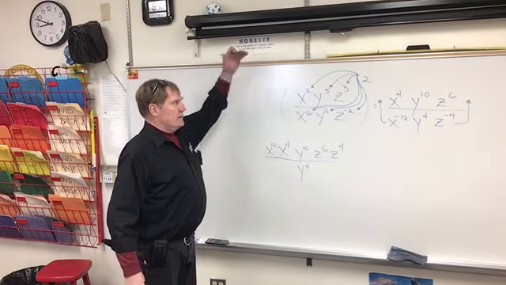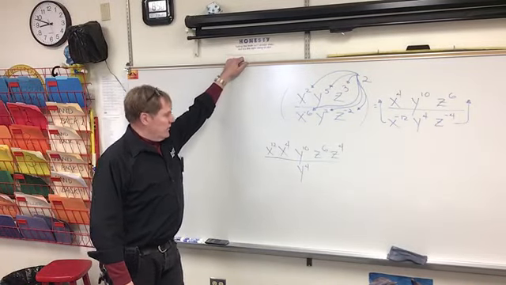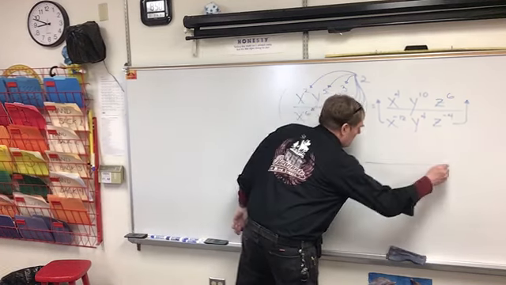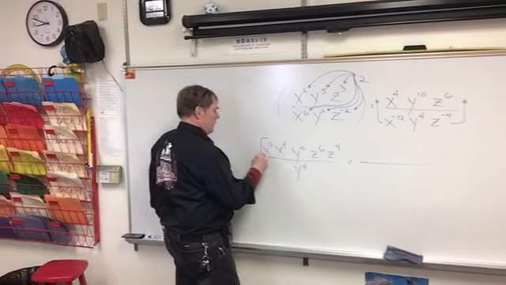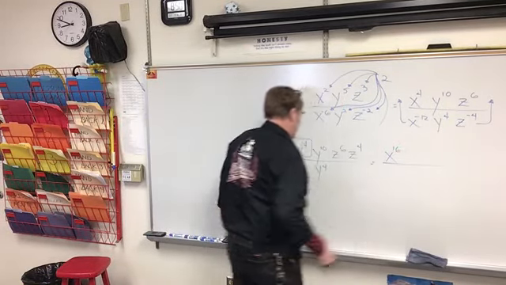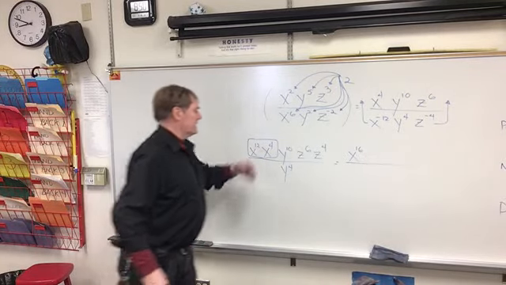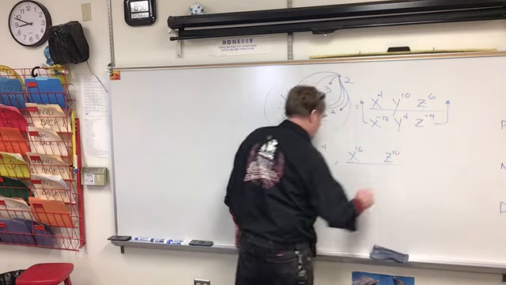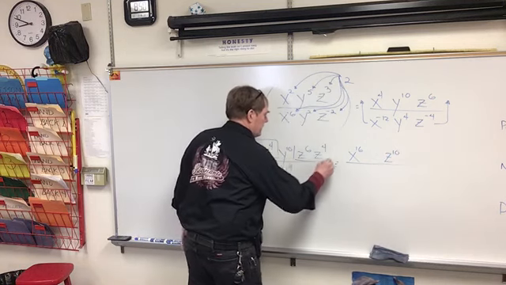All right, side-by-side adds. See anything that goes together here? Yeah, how about those X's? What is X to the 12th and X to the 4th? X to the 16th. All right, what about Z to the 6th and Z to the 4th? Z to the 10th. Okay, so that all goes together.